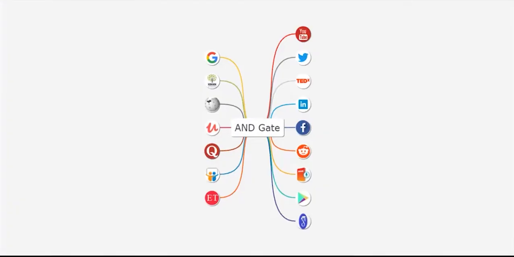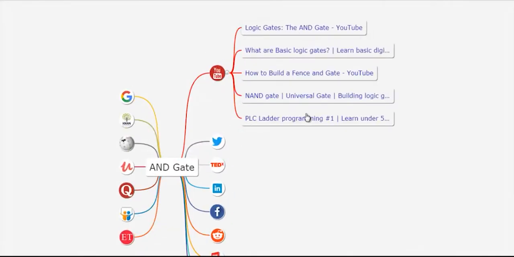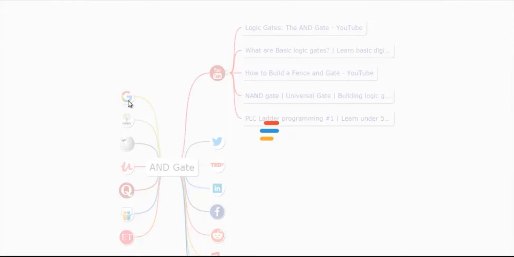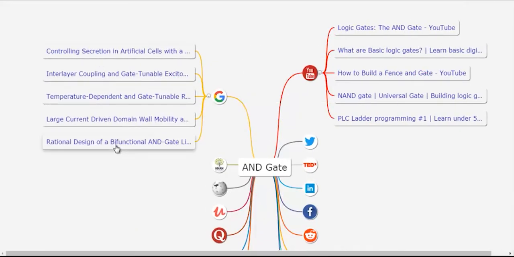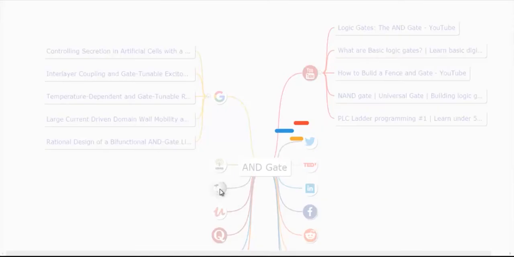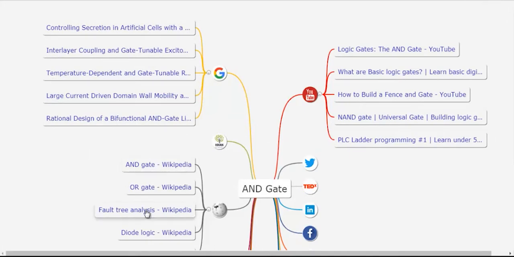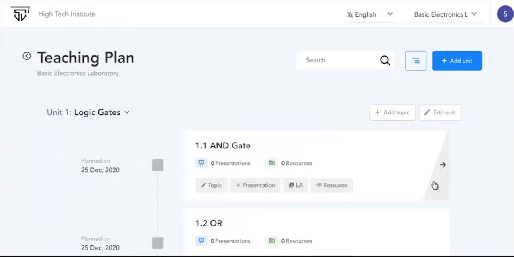The option LA is the learning assistant, which will help to find the different articles related to the topics across the internet. Like you can see, when you click on YouTube icon, you get the links of various videos related to AND gate. Similarly, when you click on Google icon, you can see articles related to AND gate.